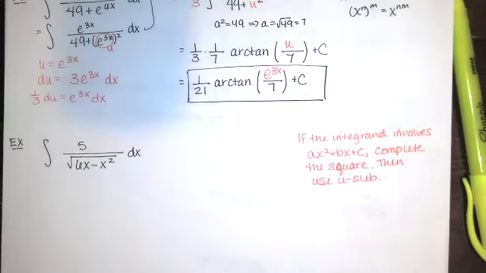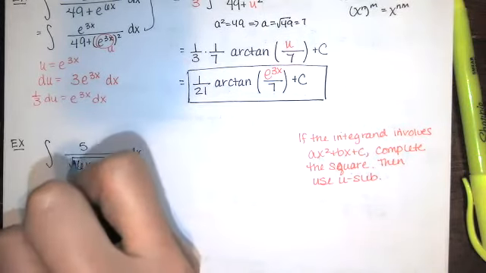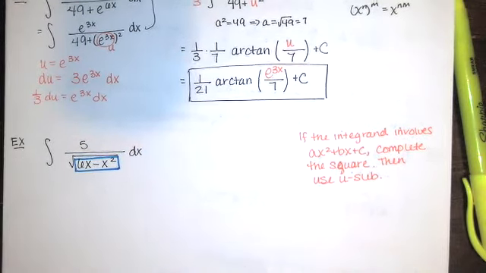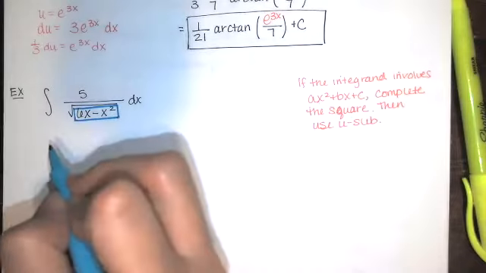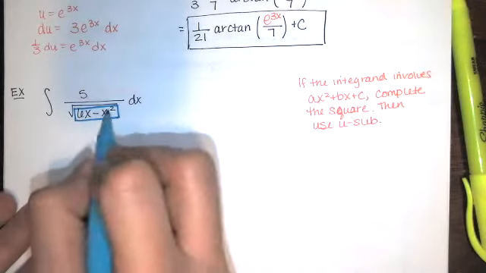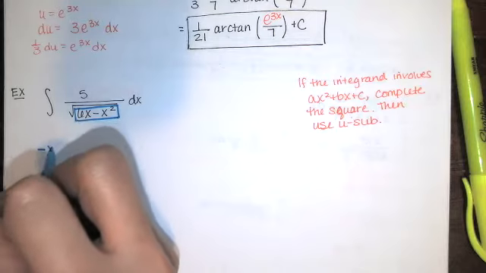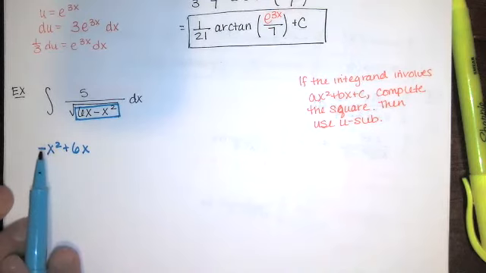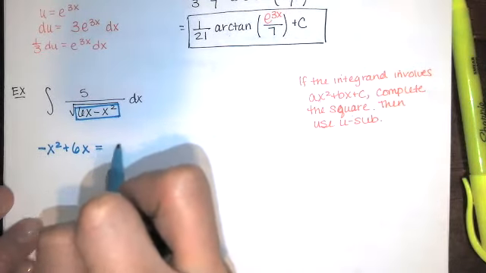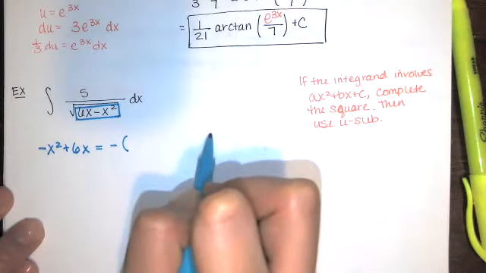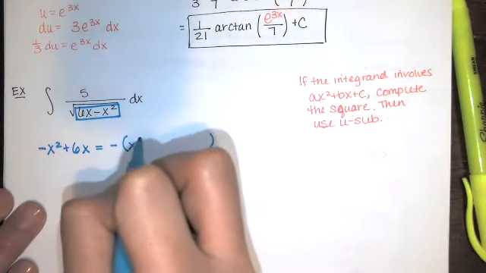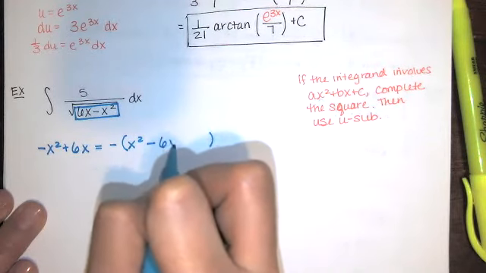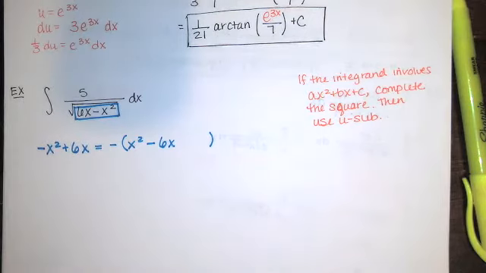Basically what we're doing is we're taking this expression under the radical, and we're rewriting that as a perfect square plus a constant. So first I'm going to rewrite it in a different order. We usually like to have the x squared term first, so we'll write that down first. And then we remember that we want to have a coefficient of 1 in front of the x squared. So we're going to factor out a -1. -1 times x squared gives me -x squared. -1 times -6x gives me +6x.